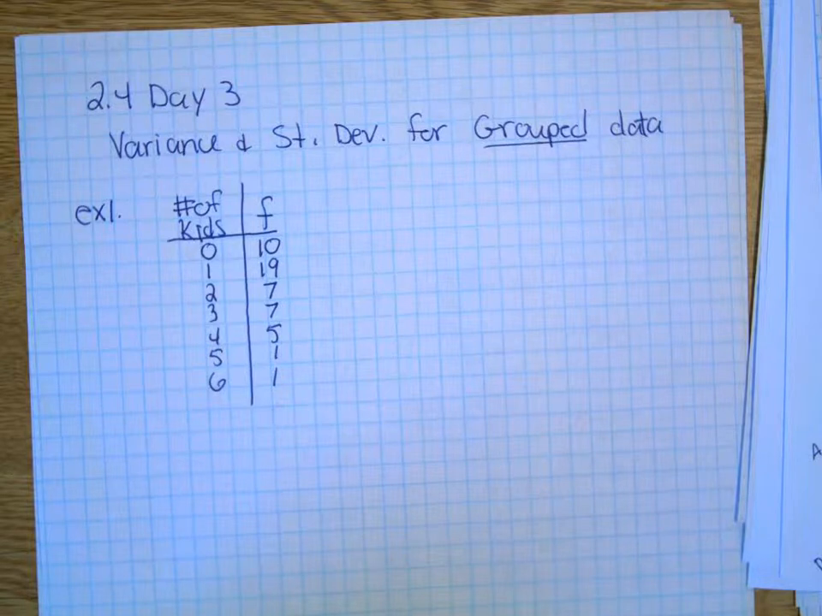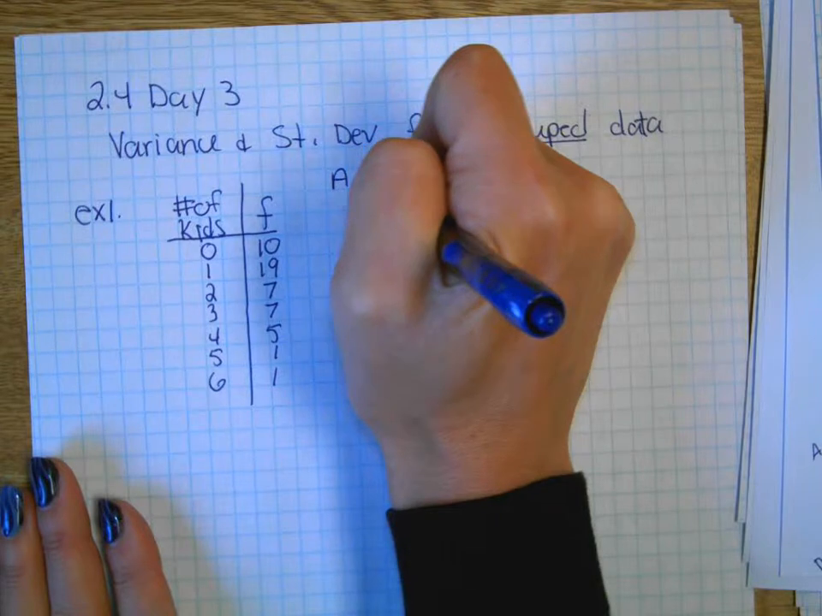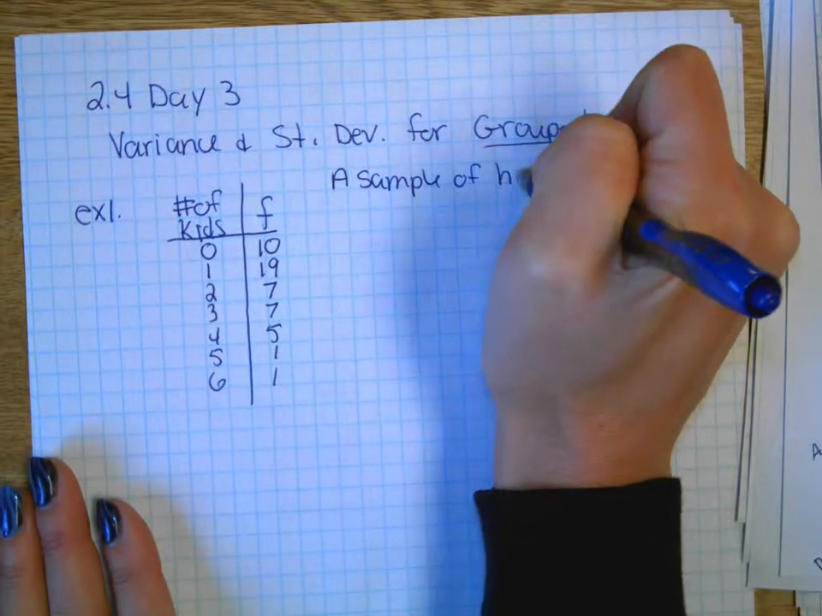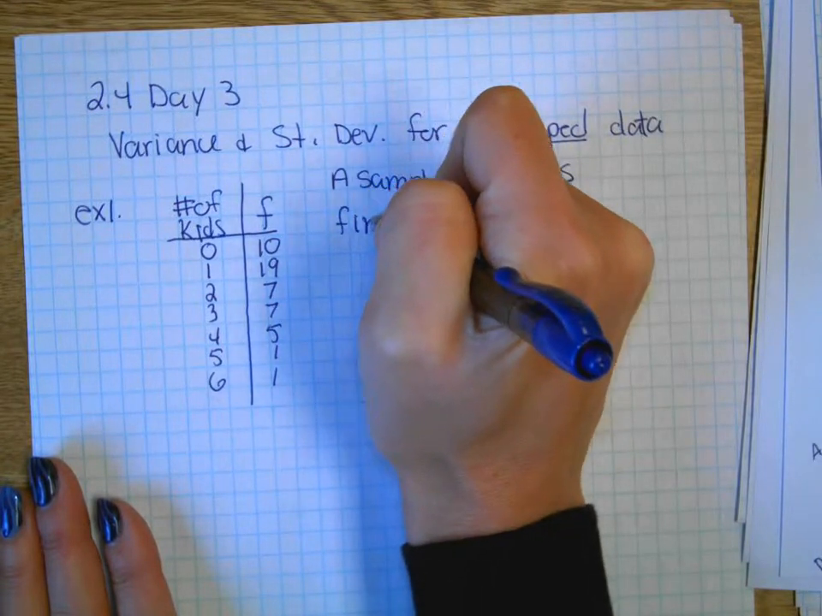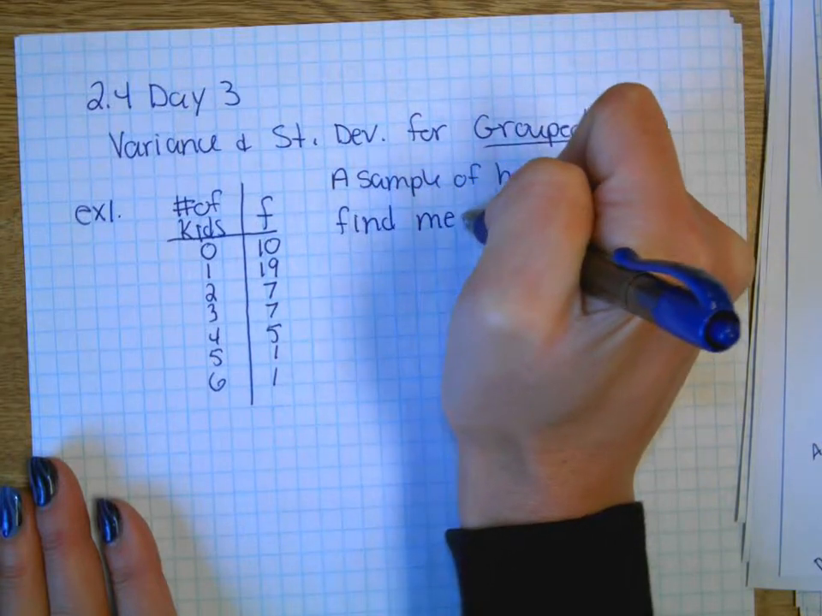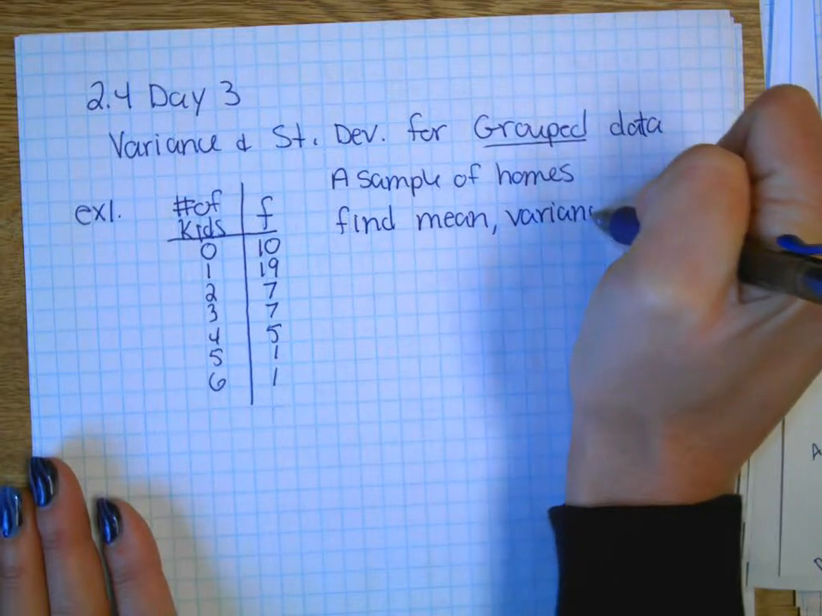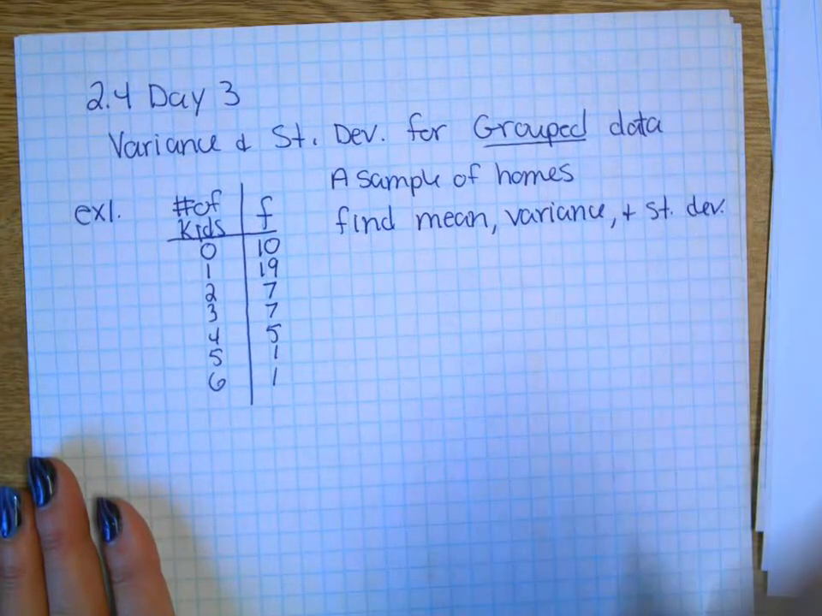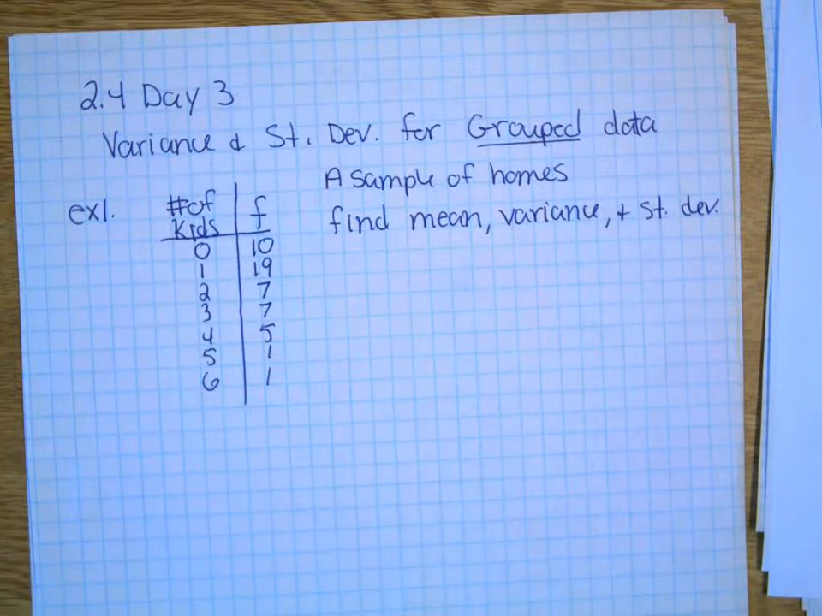Okay, and this was a sample of homes. I would like you to find the mean, variance, and standard deviation for the number of kids per household. Okay, and we're going to use the 1-var stats. We're doing the shortcut. We're not going to do the long way here.